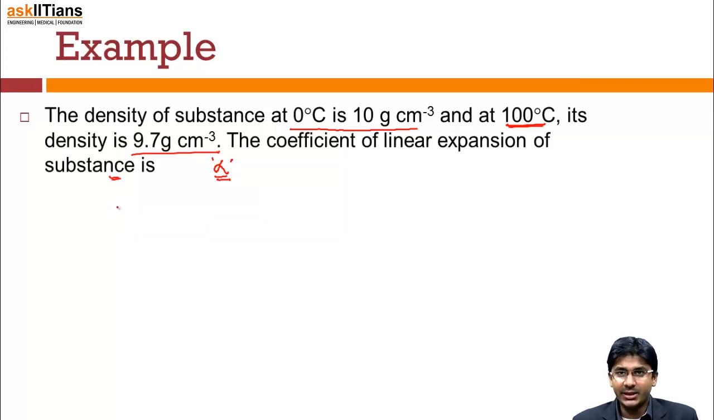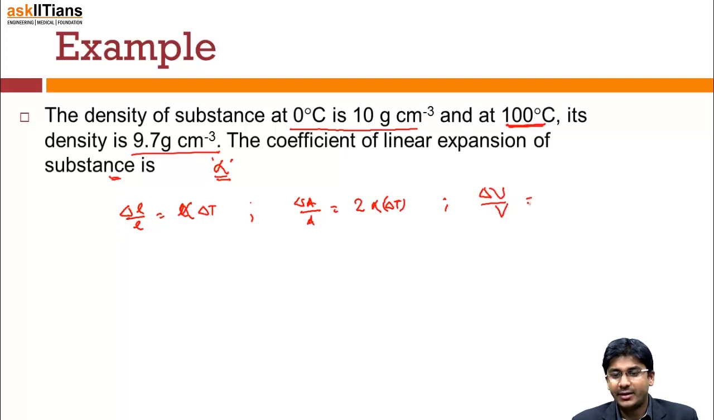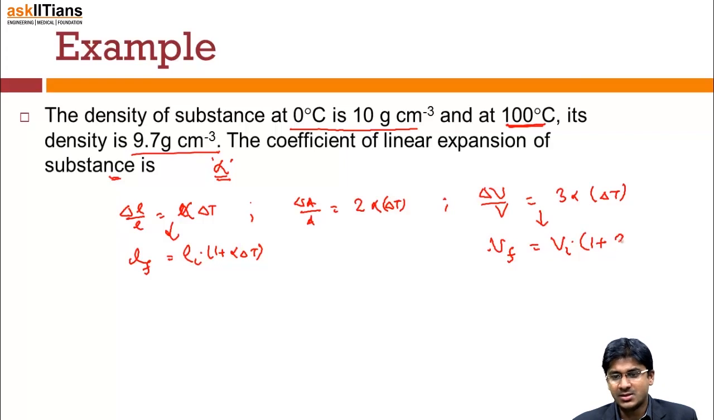Now if you remember, we had three relations. Delta L by L was alpha delta T. Similarly, for area we had delta A by A equal to 2 alpha delta T, and for volume we had delta V by V equal to 3 alpha delta T. From the length relation we got the final length as initial length Li into 1 plus alpha delta T. Similarly, the final volume is the initial volume into 1 plus 3 alpha delta T. It is exactly the same method, only this 3 is there in these relations.